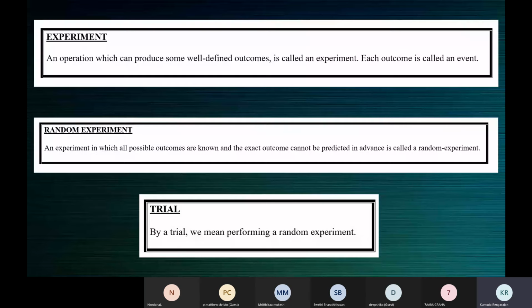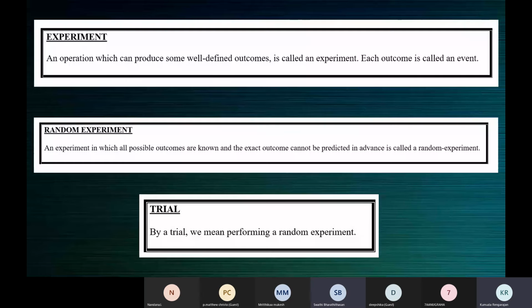So that is an experiment. An operation which can produce some well-defined outcomes is called an experiment. Each outcome is called an event. When you roll a die, doing that act is an experiment. What can be the outcome of that experiment? Getting 1, 2, 3, 4, 5, or 6 is an outcome. Each of these outcomes is called an event.